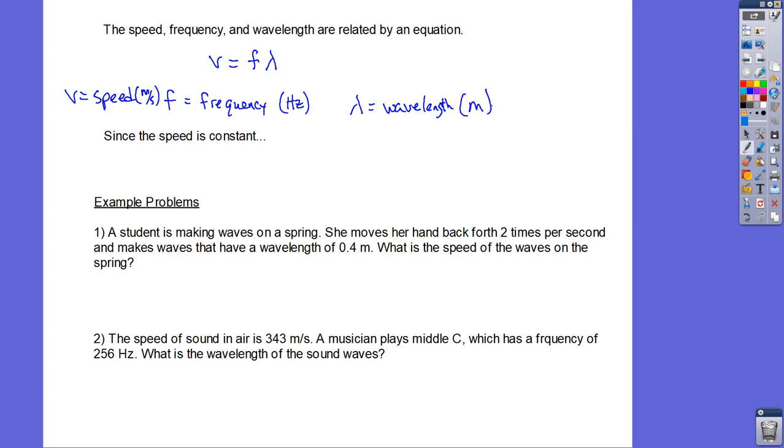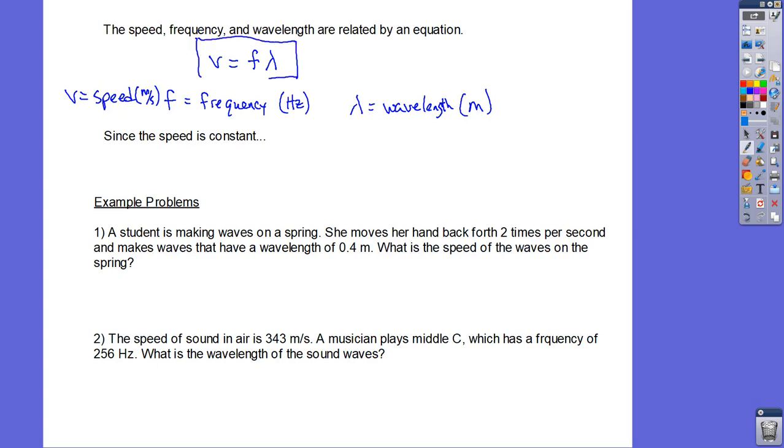Now, if you wonder how we take hertz times meters and get meters per second, hertz, remember, is vibrations per second. So vibrations is just a number. There's really no unit on that. So hertz are really equal to 1/seconds. So when you take 1/seconds times meters, you get meters per second. Okay. So that's an important formula. We will use that a lot.